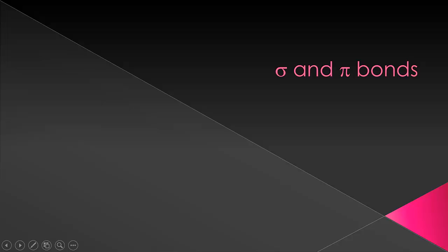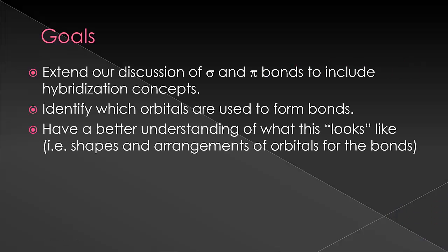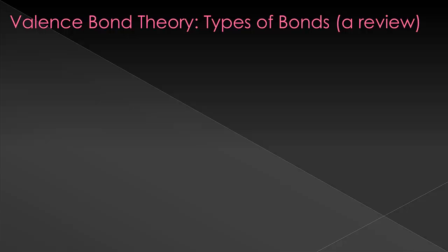Sigma and pi bonds. Our goals of this video are going to be to extend our discussion of sigma and pi bonds in order to include the hybridization concepts that we've now covered. We'll be able to identify which orbitals are used to form bonds, including the hybrid orbitals now. And then we'll also get a better understanding of what all of these look like, how they're arranged, what's forming the bonds, etc.